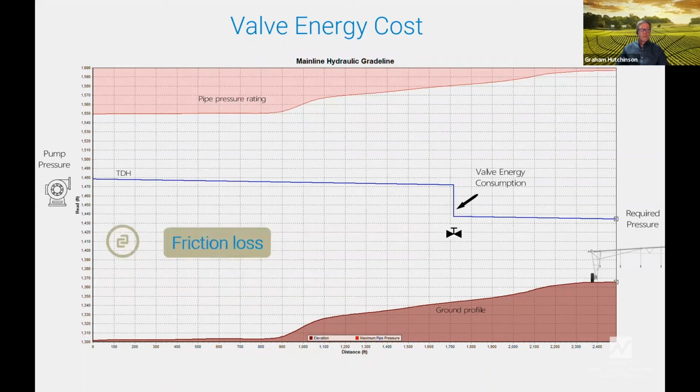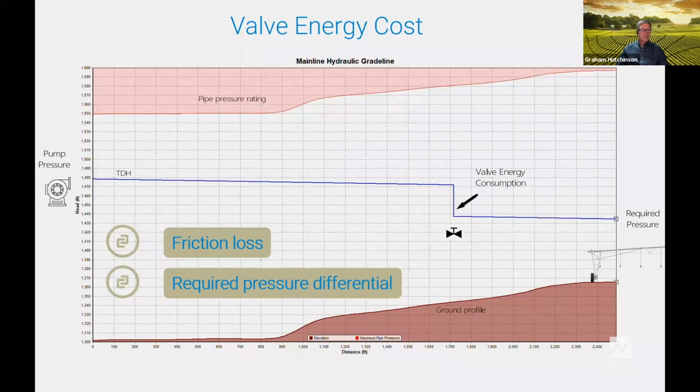That pressure loss through the valve can have a number of forms. The most common is friction loss, but sometimes the pressure loss through a valve is the required pressure differential. Some valves require a significant difference between upstream and downstream pressure in order to carry out the desired function correctly.